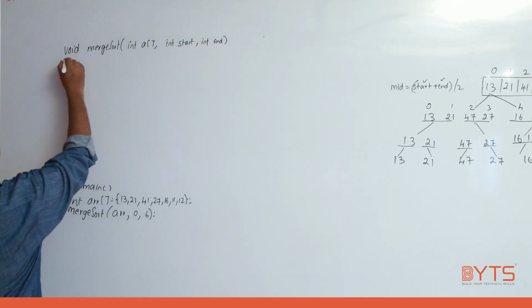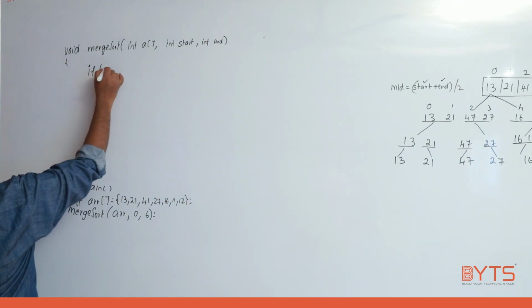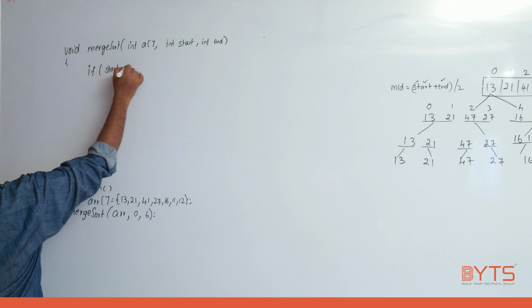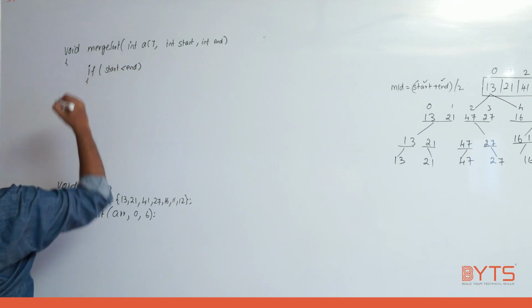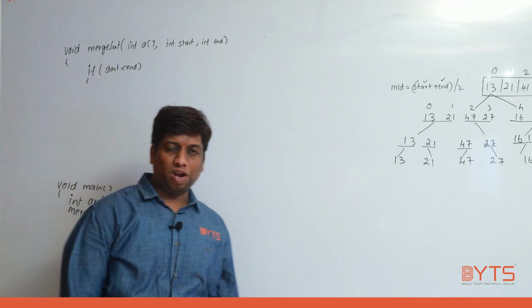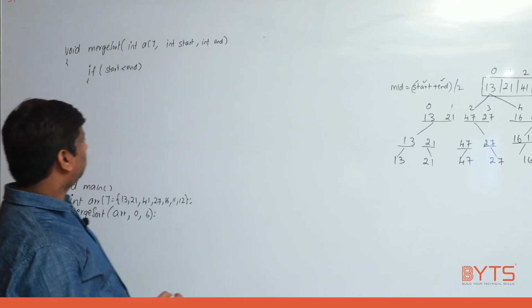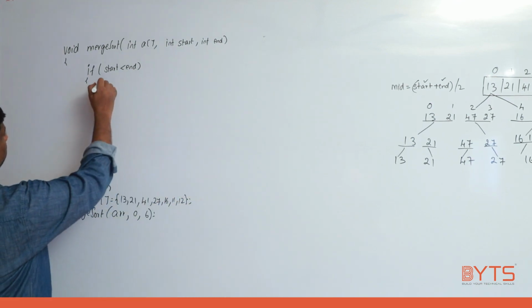Next, what should I do? If start less than end. Why? I need to have a recursive base condition. Whenever I'm trying to do recursion, there should be a base condition. That is my base condition. Next, what should I do?